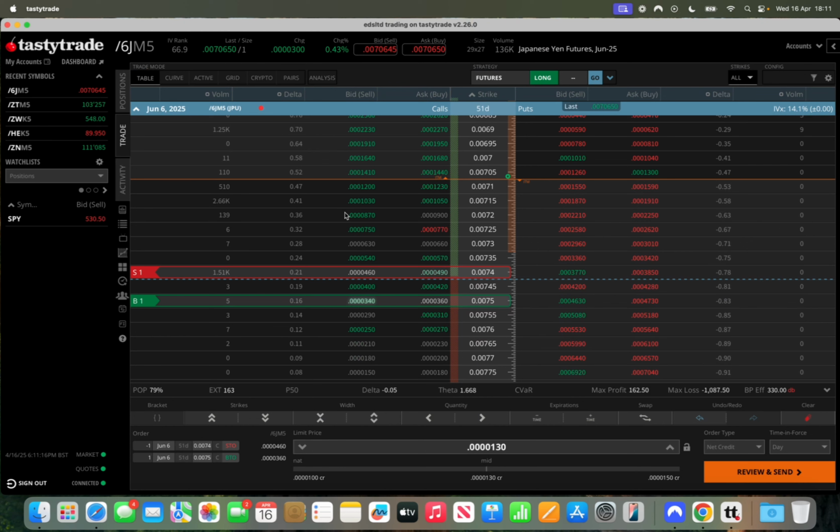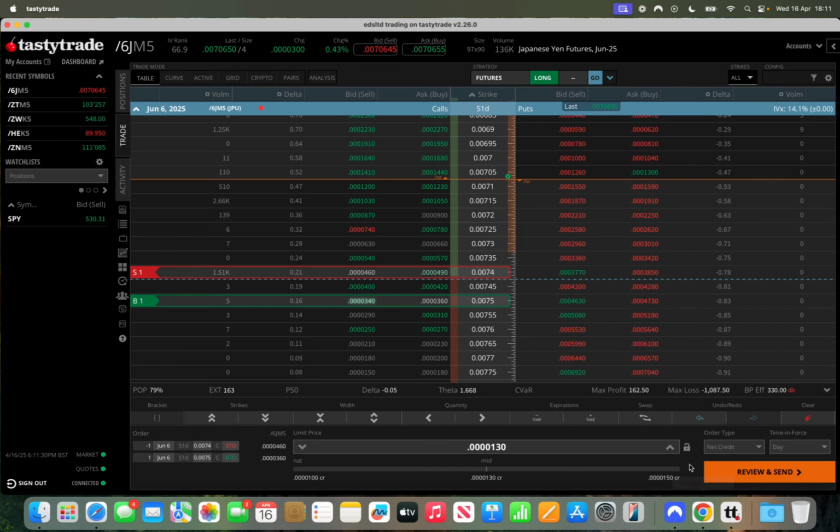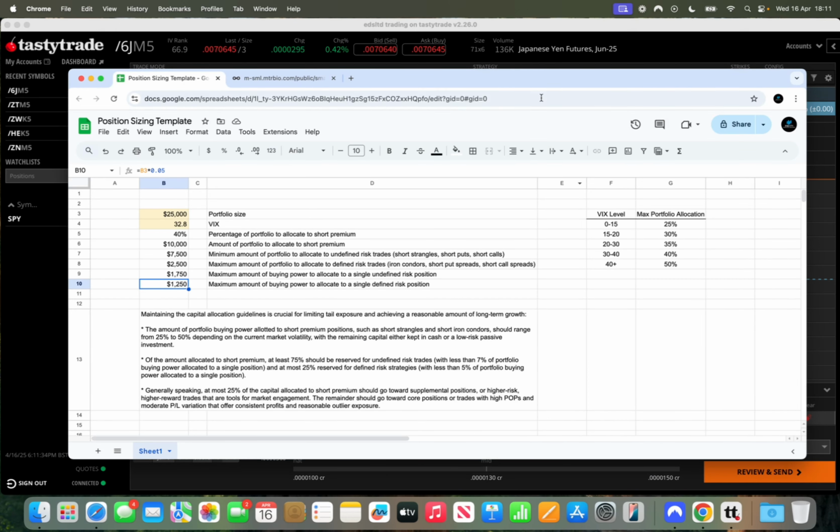What we took a look at in this video is an example of a defined risk position. So if you go to the defined risk section, in this example portfolio, if the VIX was at 32.8, we'd be able to allocate $1,250 per position. In this instance, that covers the buying power requirement and our max loss. So this position would be absolutely fine to place in your portfolio.